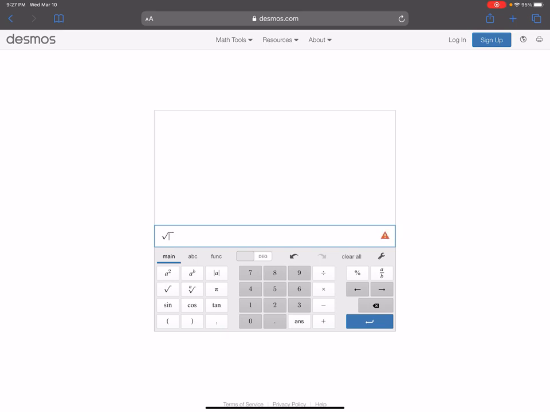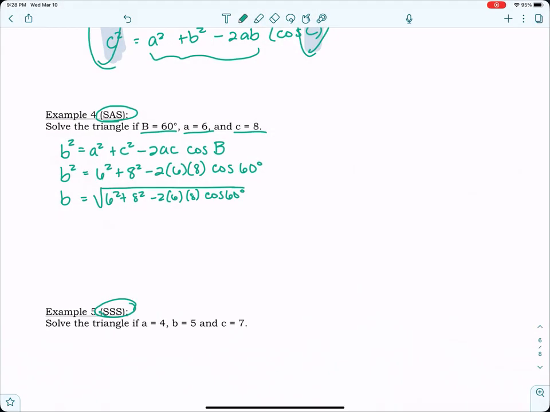So I'm just going to start with my square root. I've got 6 squared plus 8 squared minus 2 times 6 times 8 times the cosine of 60 degrees. And that gives me 7.21 or 7.2, and that is a correct answer. So B is approximately 7.2.